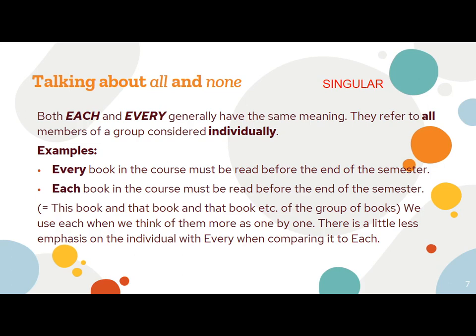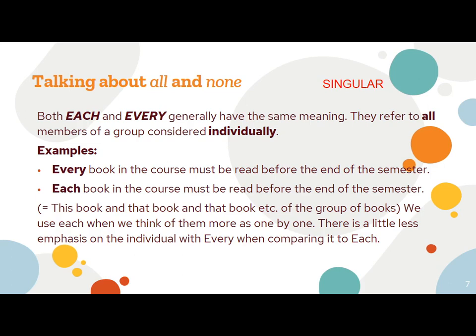Which books am I talking about? The 5 books, but I'm not talking about the 5 books in general or as a whole, but about each book individually. So I'm telling you, you have to read each book twice, or you have to read every book twice. That means the books, but I'm talking about them individually. We continue with the information: we use each when we think of them more as one by one. When we use every, we mean as a whole.